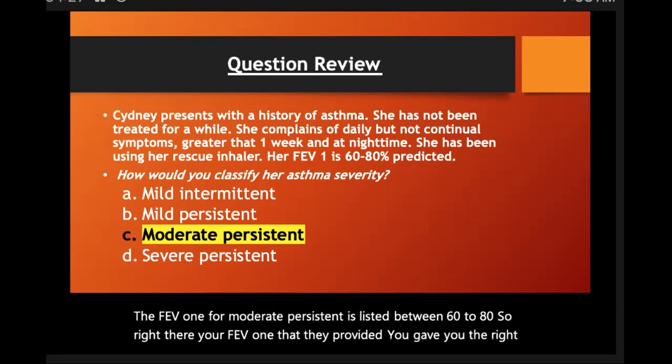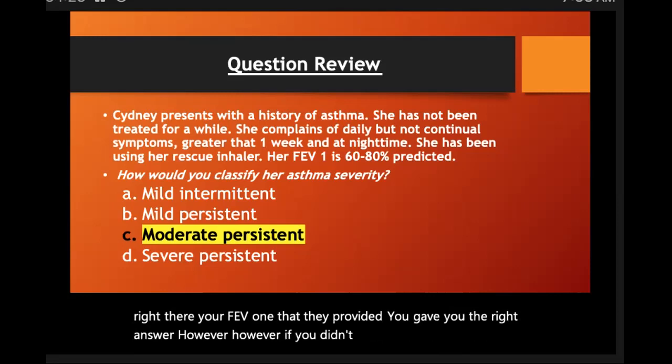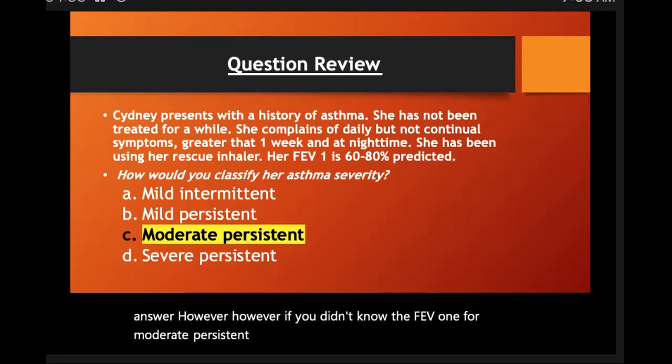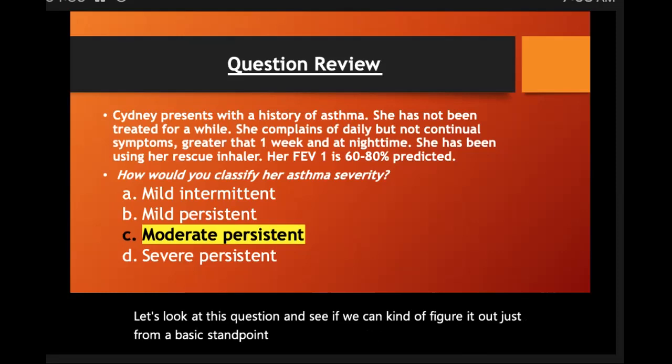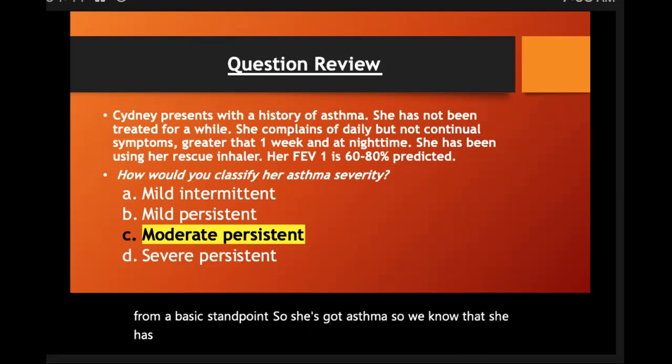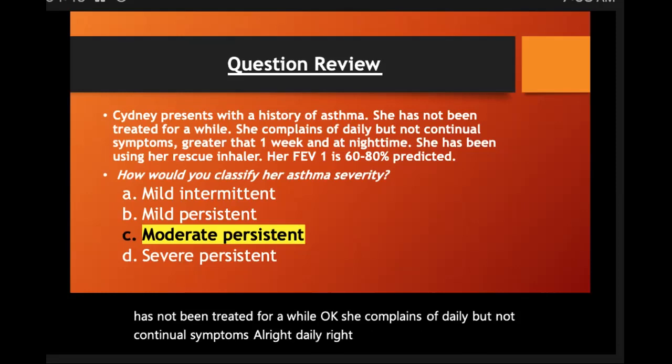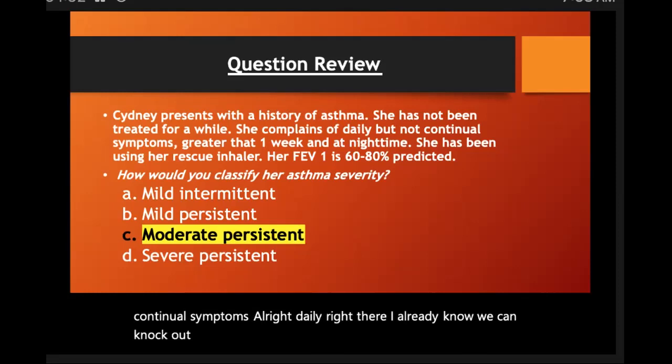However, if you didn't know what the FEV1 for moderate persistent is, let's look at this question and see if we can kind of figure it out, just from a basic standpoint. So she's got asthma, so we know that. She has not been treated for a while, okay. She complains of daily but not continual symptoms. All right, daily, right there, I already know we can knock out A, because if it's daily, it's not intermittent, it's persistent, right? Because it's every day. So right now we know it's persistent.